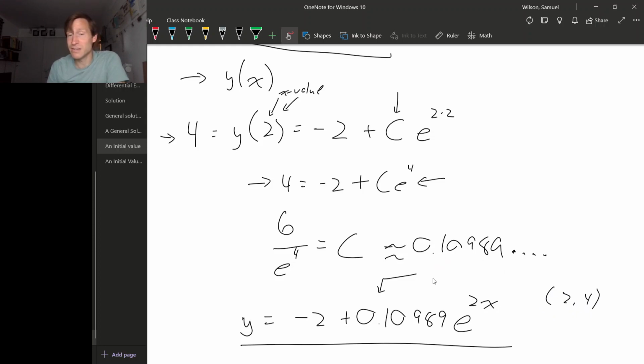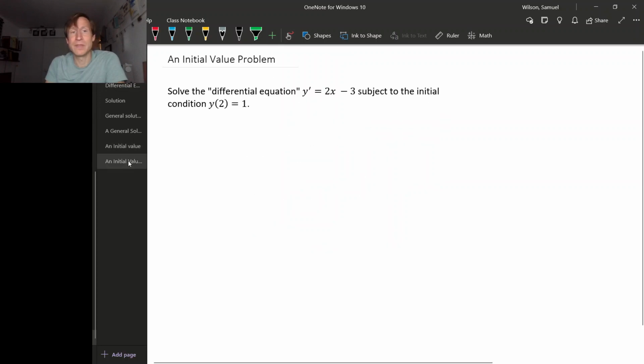In this particular example, there was only one solution that goes through that particular point, and that's actually a pretty typical situation. Well, I should say that's a typical situation for a first-order equation. Unless the differential equation has some weird stuff going on, a first-order equation will have only one solution that goes through any particular point. So let's have a look at another example of that.